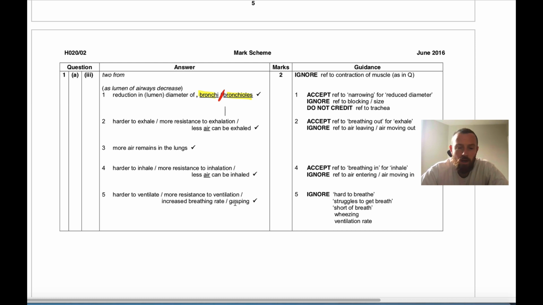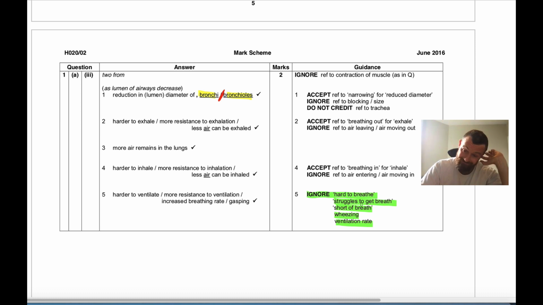Yeah. So again, let's look at the ignore, because we need to make sure that we're really speaking scientifically. Ignore just it's hard to breathe or struggles to get breath or any of these things here. Okay, they're not good enough. Okay, there is more resistance to ventilation or more resistance to breathing. I think that would do.